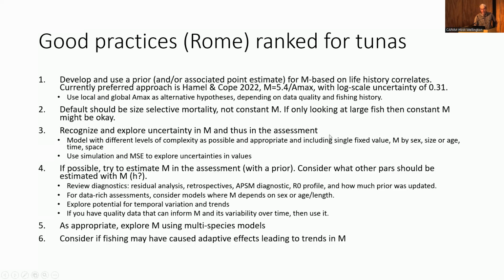Also, for a stock assessment, you need to recognise and explore uncertainty in M and thus in the assessment. So do things like modelling different levels of complexity and alternative values of M by sex and age, and also use simulation and MSE to explore uncertainties. If possible, you can try to estimate M in the assessment with a prior, and consider what other parameters should be estimated at the same time, such as steepness. But as we've already discussed, there's a lot of model misspecification in our assessments, and you really can't trust the values that come out of these estimates.